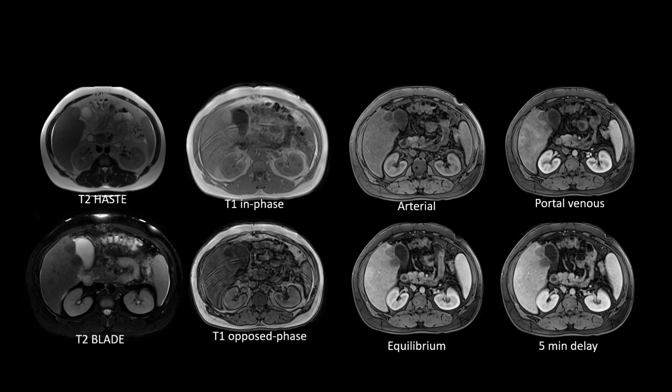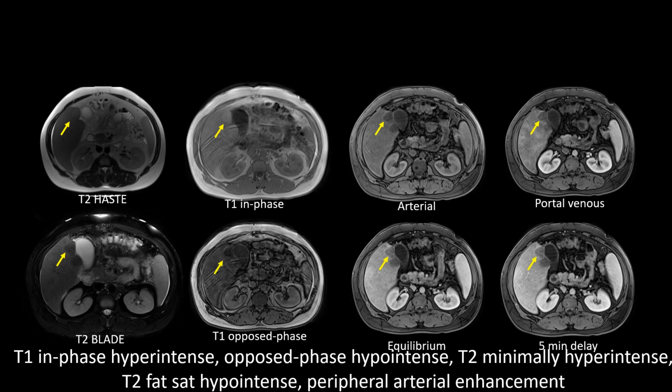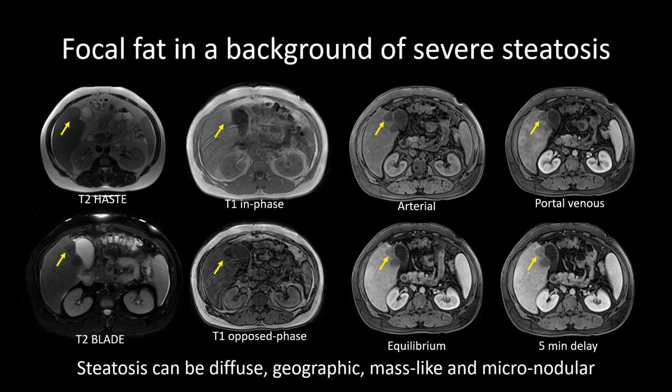This is most consistent with focal fat, which is somewhat atypical in this instance because of its exophytic appearance, its well-defined nature, and its mass effect on adjacent structures. But realize focal fat can do a large number of tricky things and can result in misdiagnosis. Sometimes it's diffuse, sometimes it's geographic, sometimes it's mass-like, as in this case. It could also be micronodular, and mimic cirrhosis or widespread metastatic disease.